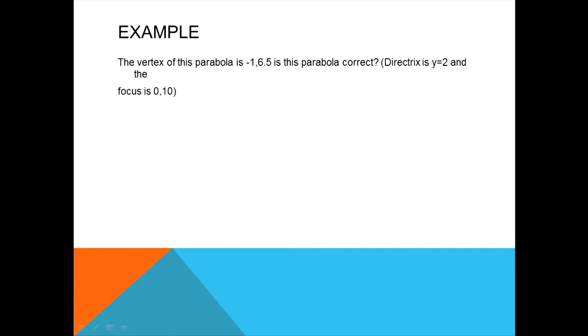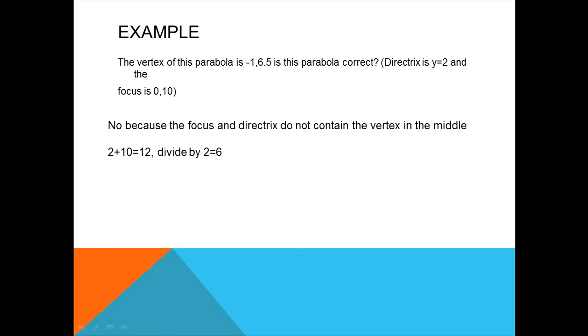The vertex of this parabola is (-1, 6.5). Is this parabola correct? The directrix is y equals 2, and the focus is (0, 10). So we'll do the same thing over again, but with different numbers.